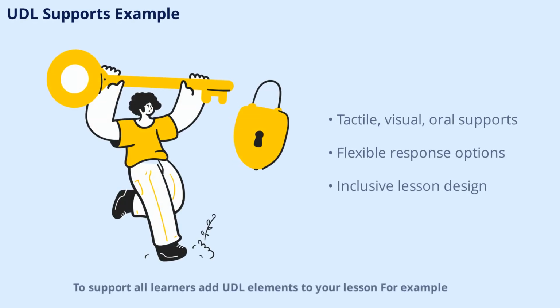To support all learners, add UDL elements to your lesson. For example, provide tactile fraction strips for hands-on learners, visual labels for visual learners, oral explanations for auditory learners, and flexible ways for students to show what they know. These supports make your lesson more inclusive and effective.